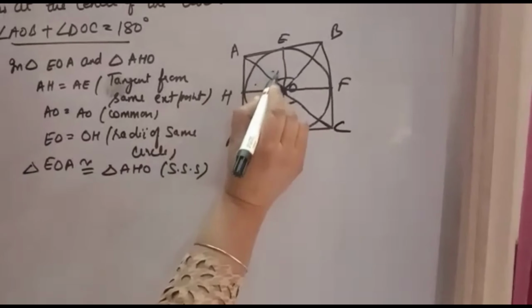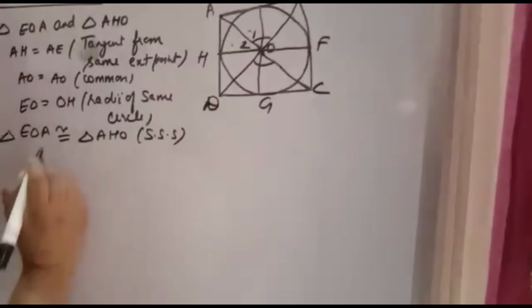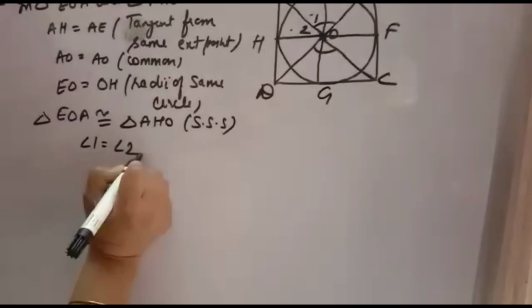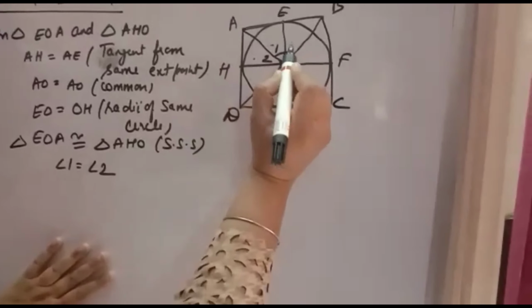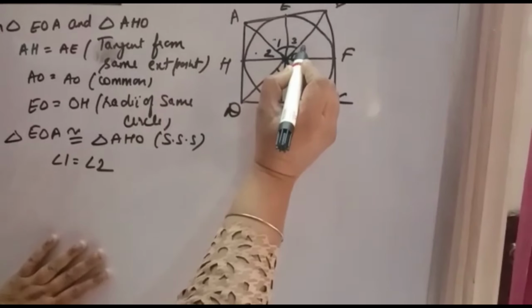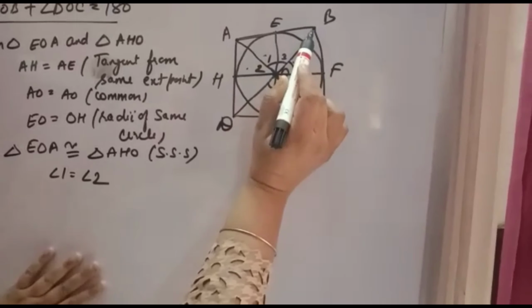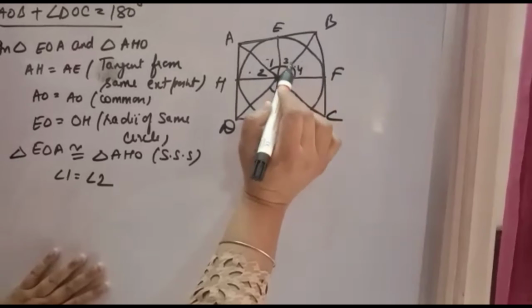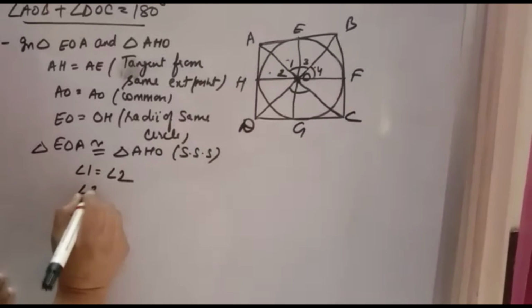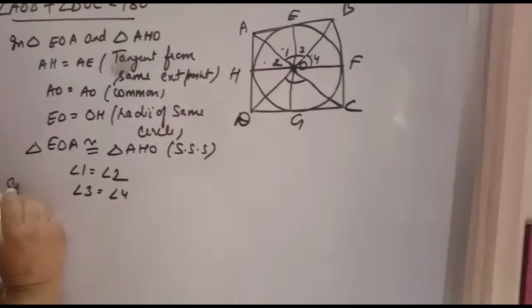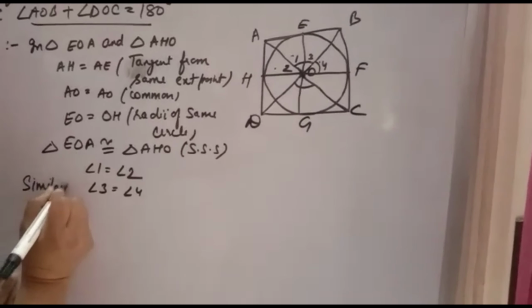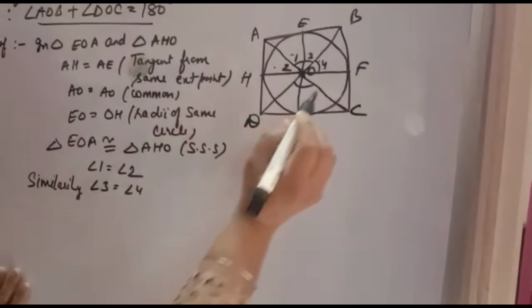Therefore, suppose this angle is 1, this is 2. You will write angle 1 is equal to angle 2. If suppose you are taking this 3, this 4. Similarly, you can prove triangle EOB congruent to triangle BOF. Then similarly, you will get angle 3 is equal to angle 4. No need to do again. You can write directly angle 3 equal to angle 4.